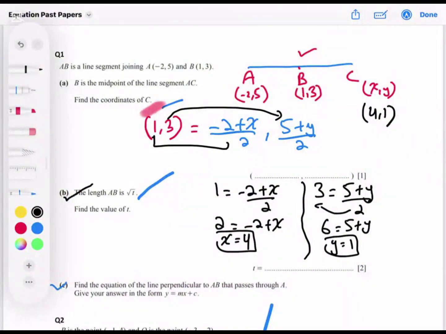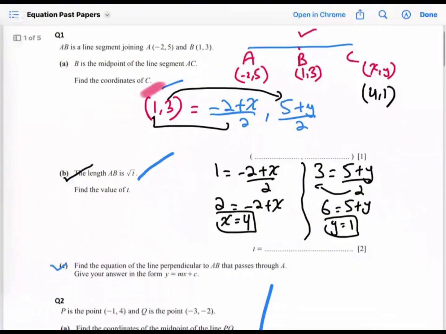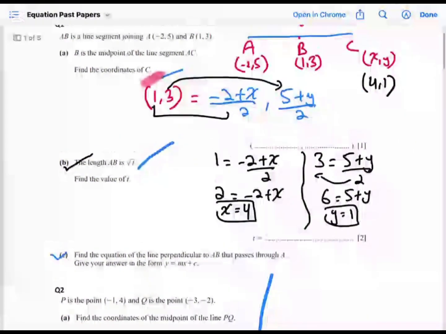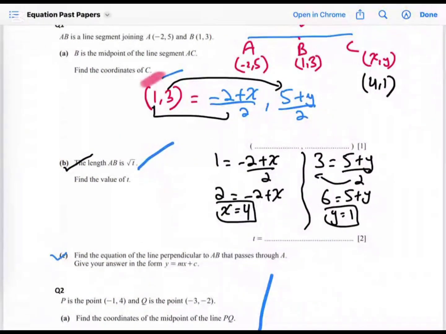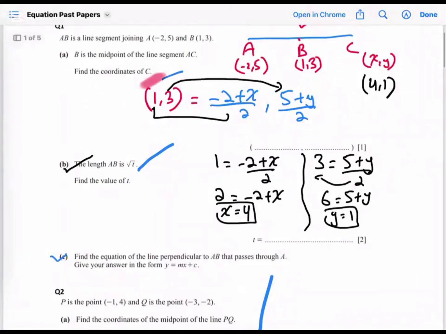I think in the previous class we already did part B, so I'm not solving part B right now. You just need to go through that video or that lecture. Now, part A is done. Part C says, find the equation of the perpendicular to AB that passes through A. So we need to find the perpendicular to AB. We have points A and B, and we have to find the perpendicular.